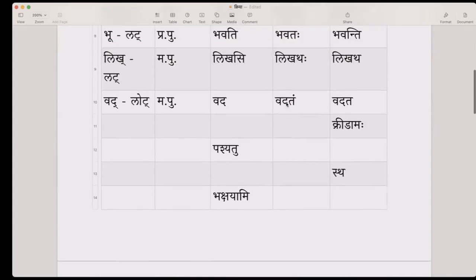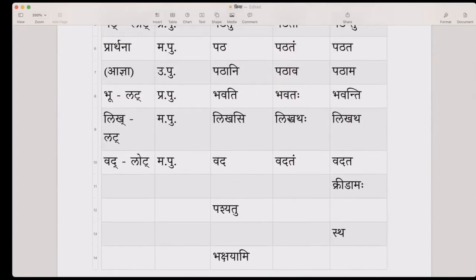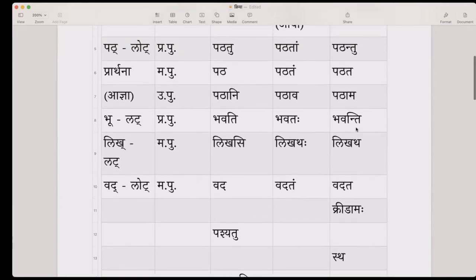These verbs we will deal with in the new lesson, and then you can work on these. Also, this lot lakara comes in many stotras. If you're reading shlokas and stotras, you will see this coming. Sarve bhavantu sukhinaha. Bhavatu, bhavatam, bhavantu. Sarve santu niramayaha. So santu once again lot.